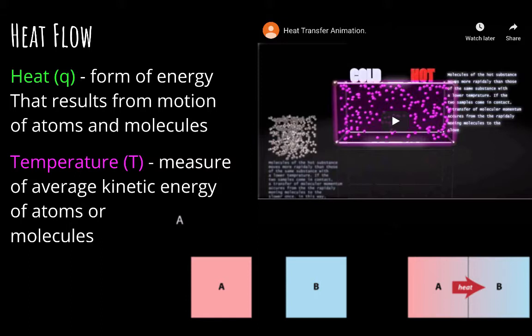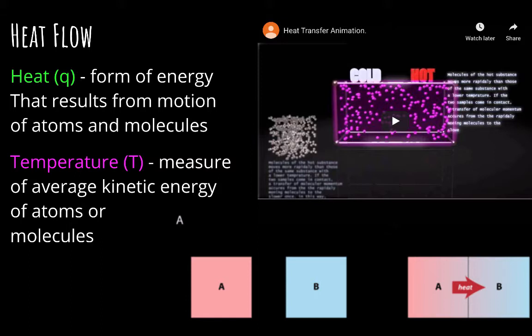So heat is a form of energy that's the result of the motion of atoms and molecules. Heat is a way that energy can be transferred. Heat is notated with a Q. That's the variable that we'll use when we're doing calculations for heat.